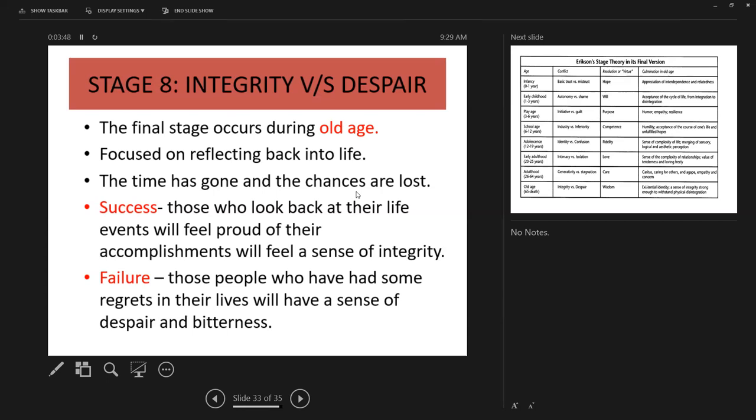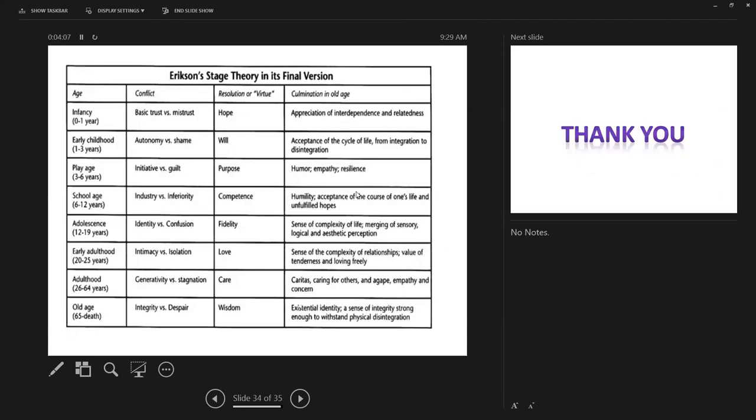Everything they did, they contributed to home and society, their children are well settled. They'll face death with wisdom as well. They're ready for easy disintegration. Failure will lead to regrets, and in their lives they will have a sense of despair and bitterness. So this is the summary of all the stages, and what virtue every stage will lead to the development of.